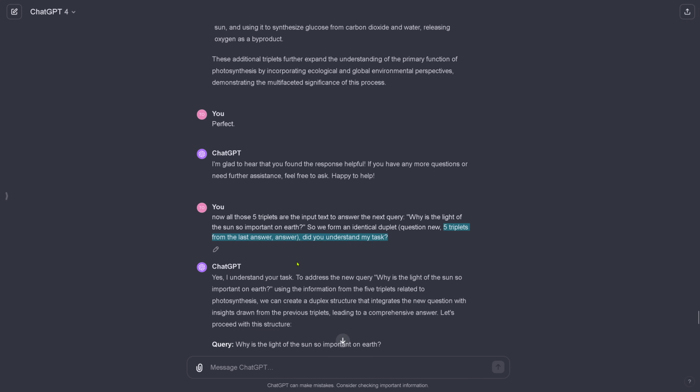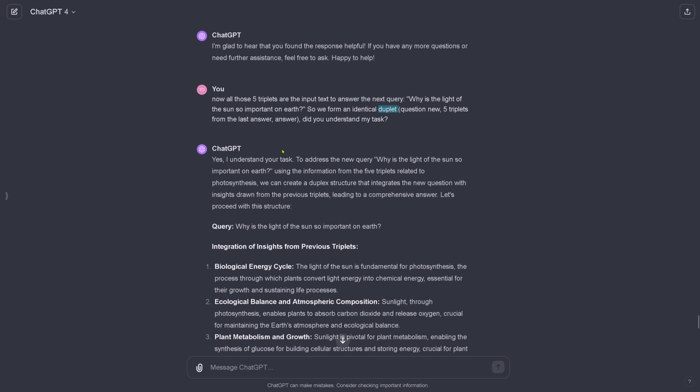Then we have 5 triplets from the last answer, where we have this chain of thought argumentation. And then I'm looking here for my new answer to my new question, given that I already had in the last question 5 chain of thought additional information blocks. And even if I was wrong here that this is not a duplet but a triplet, GPT-4 says, hey, I understand the task.